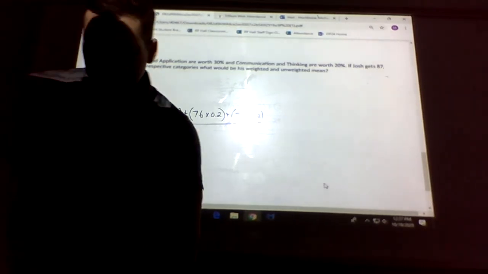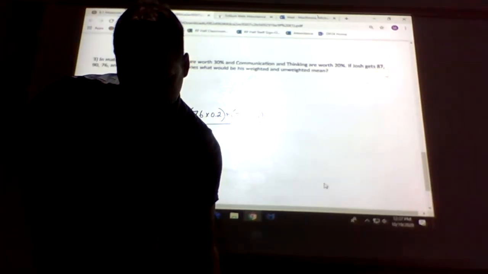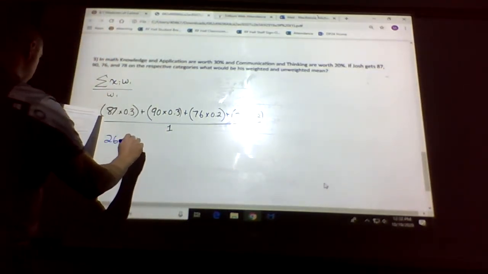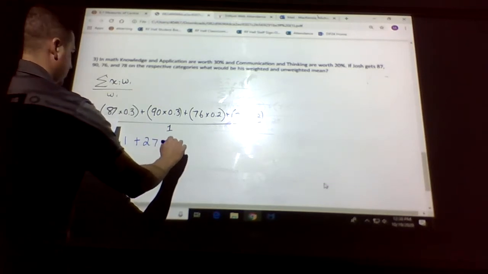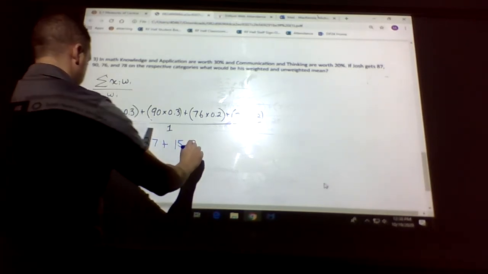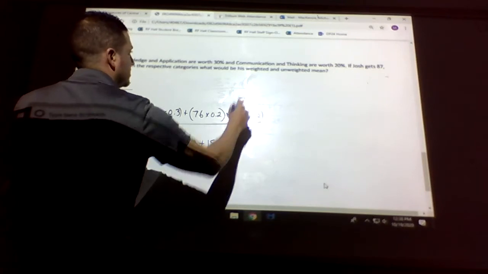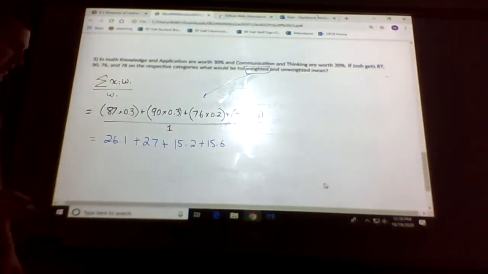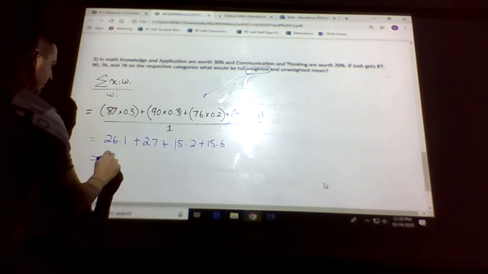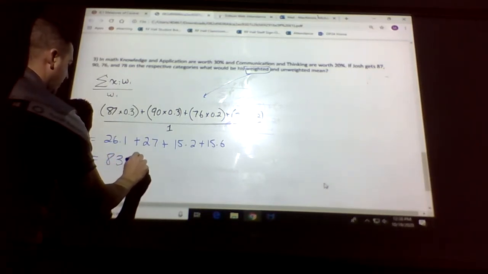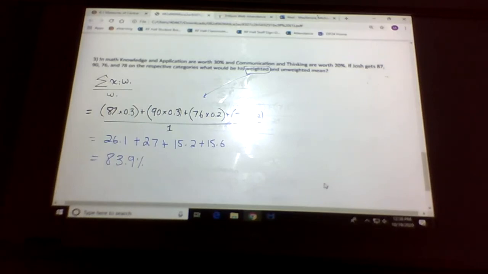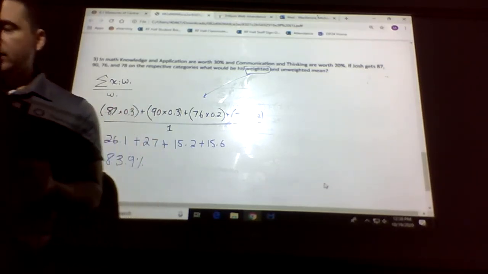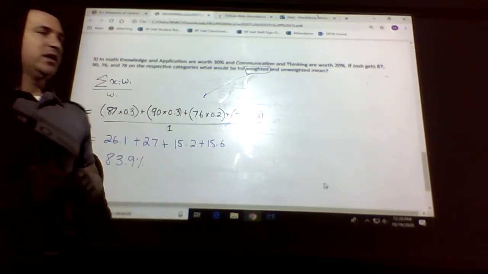So I have this written down. You get 26.1 plus 27 plus 15.2 plus 15.6. If you add those together, you get an average of 83.9%. This is your weighted mean. This is because each category is worth a little bit different. Some are worth more than the others.